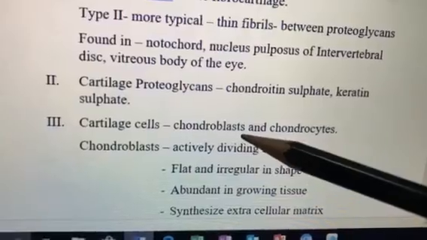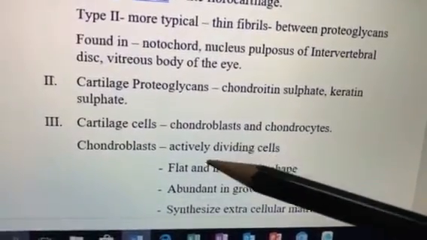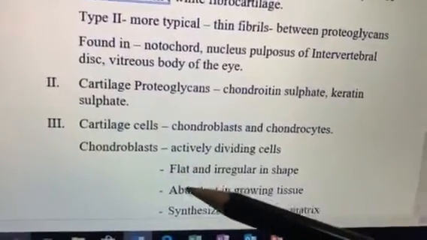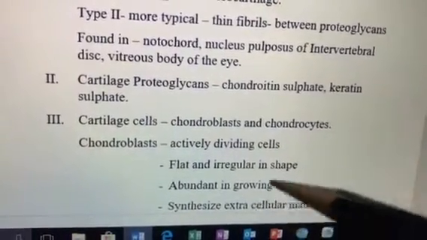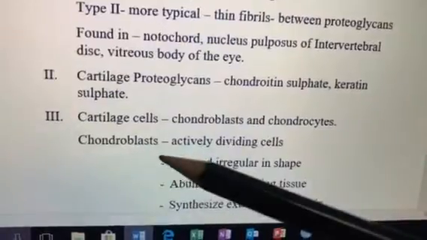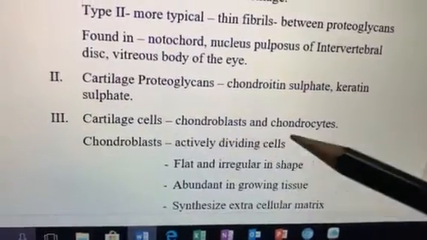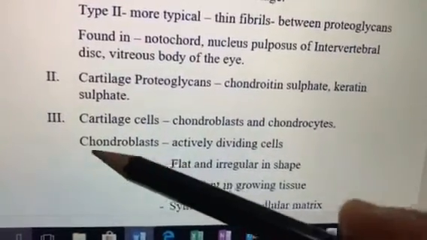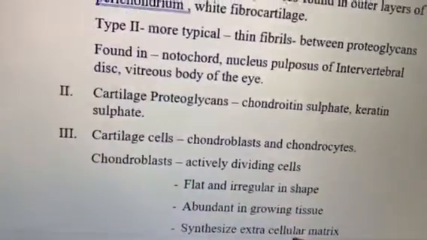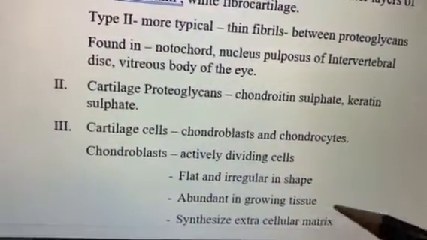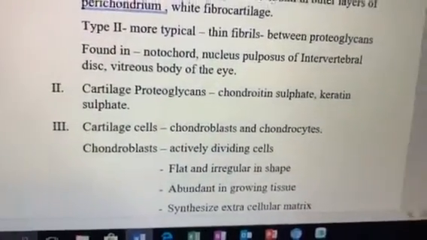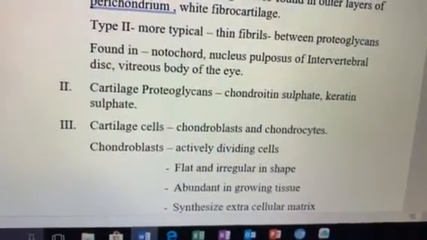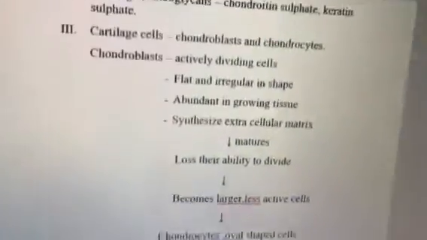So here chondroblast, that is a cell which is very active, and it is flat and irregular in shape, abundant in the growing tissue. Wherever the tissue wants to grow, there you can see only the active cells, not the immature inactive cells. So chondroblasts synthesize the matrix. Matrix is the cement, proteoglycans, that is the matrix. So next thing, these are the things for all the cartilages you have to write commonly.